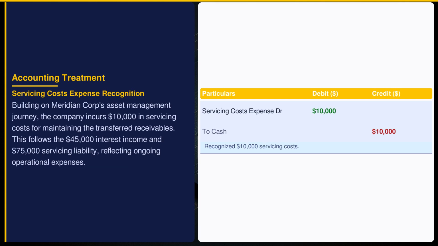Expenses incurred for servicing the transferred receivables must be recognized as per ASC 860. Meridian Corporation records a $10,000 servicing cost, impacting operational expenses. This entry reflects the cost of fulfilling servicing obligations, reducing net income but ensuring compliance with legal agreements and maintaining the integrity of transferred assets.